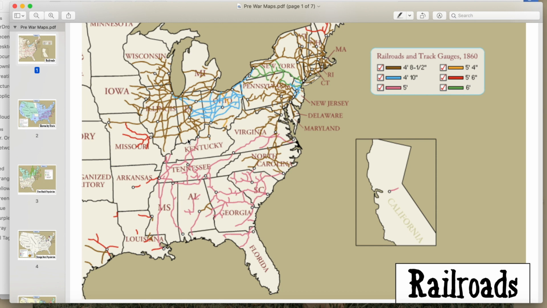So if they run out of ammunition, they run out of guns, they run out of supplies, marching boots, food, anything, they can pretty easily ship them around. Big advantage for the North is they have more railroads.